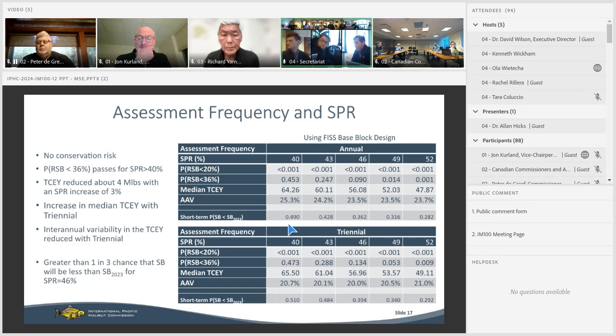Now, the last row in the smaller font is the new performance metric that we're just presenting for informational purposes. And it's basically showing there's a greater than 1 in 3 chance that the spawning biomass will be less than the spawning biomass in 2023 when fishing at SPR 46%. So you see here, it's about a 1/3 and a 1/3. So similar for both annual and triennial. And so that's something to consider. We were at a low point in 2023. A lot of people didn't like being there, but there's somewhat of a high chance that we could be back at that point, even at a lower fishing intensity.